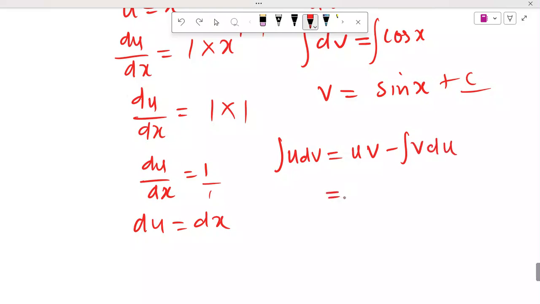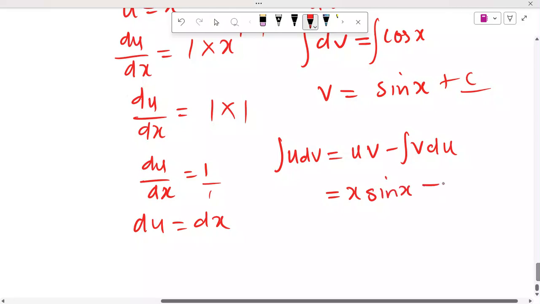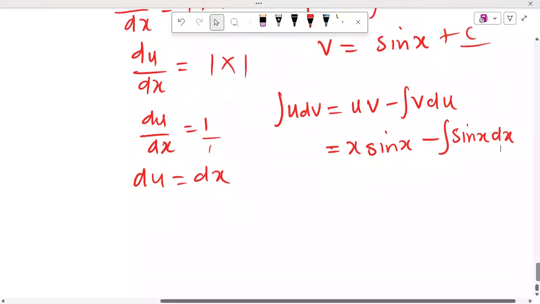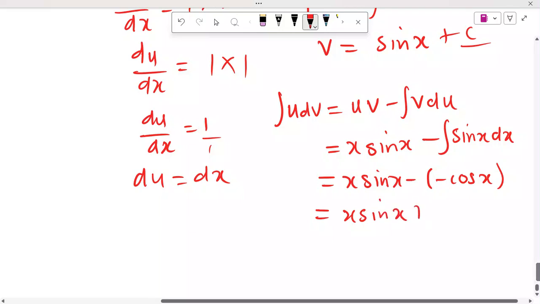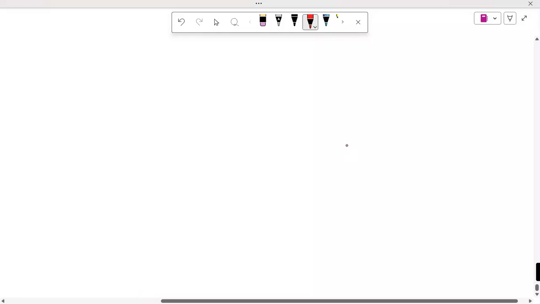So let's put our things together. What is u? u is x. v is sine x. Minus the integral of v, which is sine x, and du is dx, so this is just dx. So we solve this to be x sine x minus, what is the integral of sine? It's negative cosine x. So this is x sine x plus cosine x plus c. So you remember, this is just this part here. We're following through.